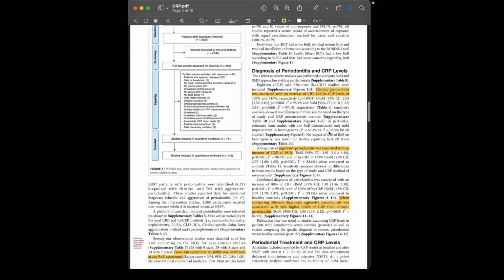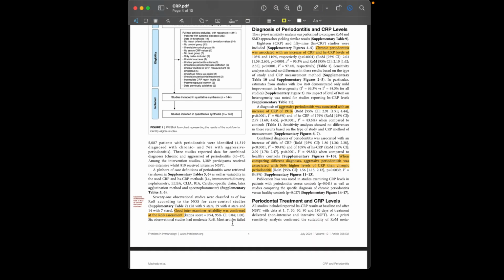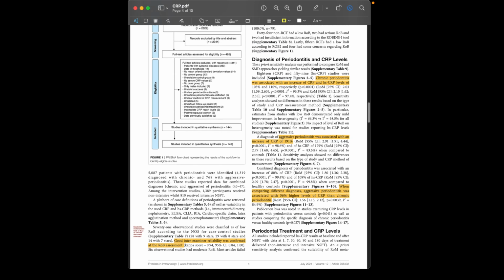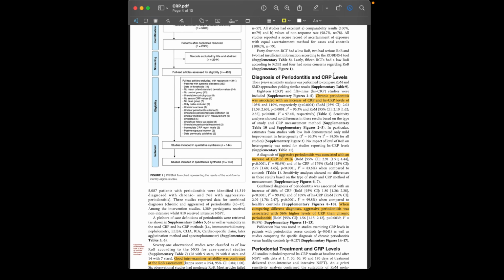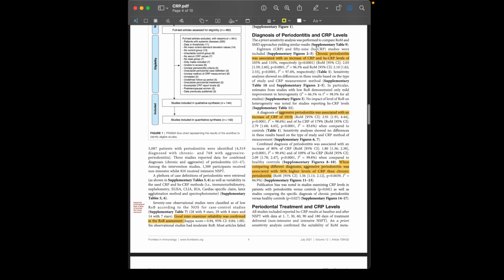Again, here they just say good inter-examiner reliability was confirmed at the risk of bias assessment, and that is going to be according to the claims that they put in diagnosis and periodontitis and CRP levels. So the 3 claims that they had, that they back up with p-value, ratio of measure, and confidence intervals. Basically, they give you the values to prove to you that what I highlighted here is true.